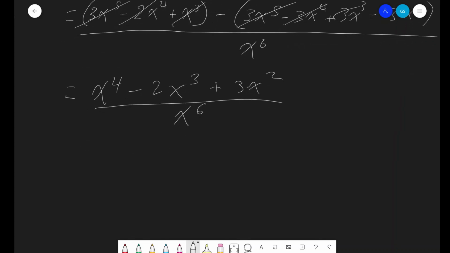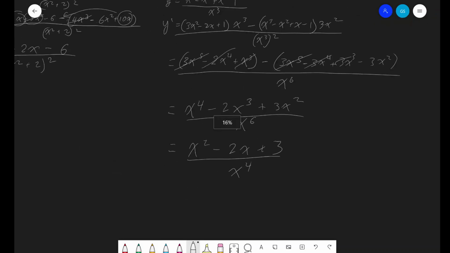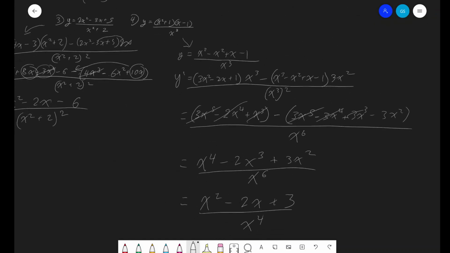And we're not done yet because we can do a little simplification, right? We see everything has an x term, and the least we can reduce by seems to be an x to the 2. So this would be x squared minus 2x plus 3 over x^4. So x squared minus 2x plus 3 over x^4. That is the derivative of this lovely guy, question 4.